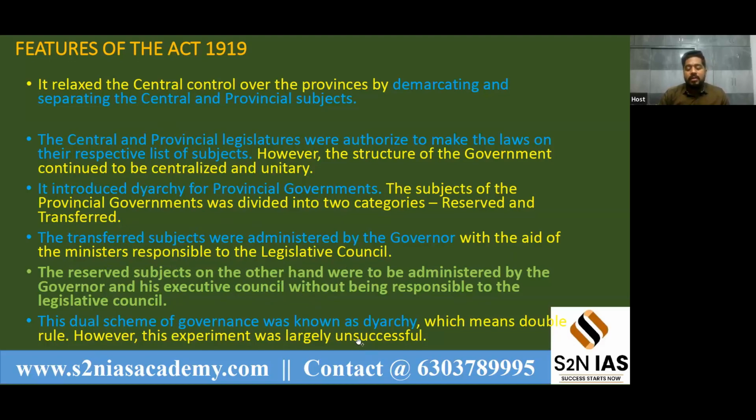This dual scheme of governance was known as diarchy, which means double rule. However, this experiment was largely unsuccessful. Aspirants, how will it be successful? In the name of democracy, you are encouraging nomination, puppets, by giving the name called executive council, and you are expecting simple subjects like sanitation, water, municipal administration, etc., to be transferred to the governor. And again, the governor is there. The legislative council will just give aid and advice to the governor, and you want to see the success of democracy.